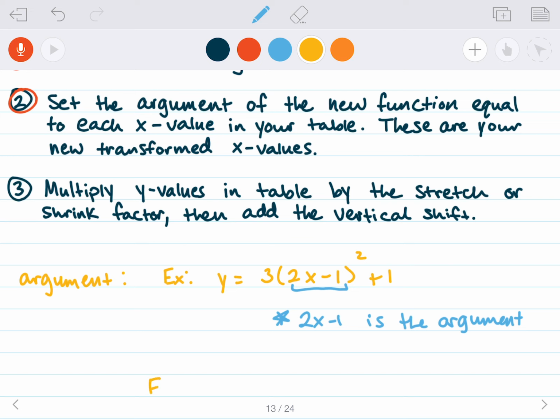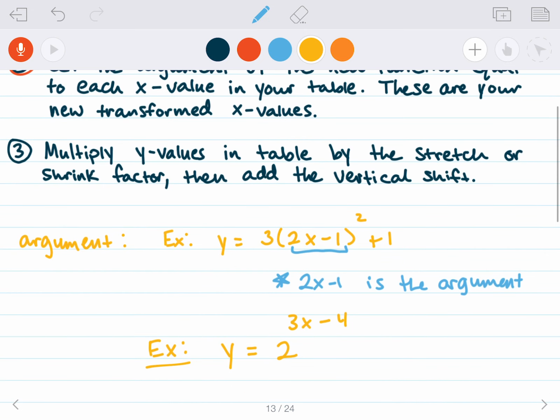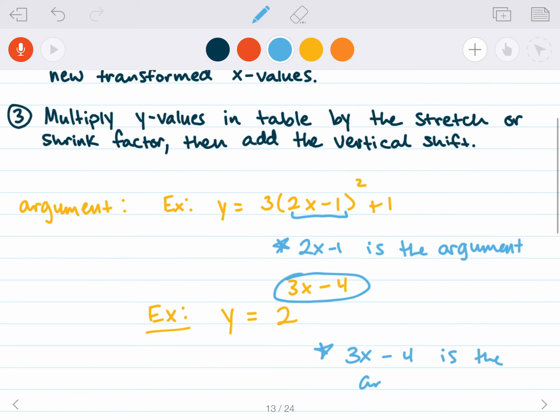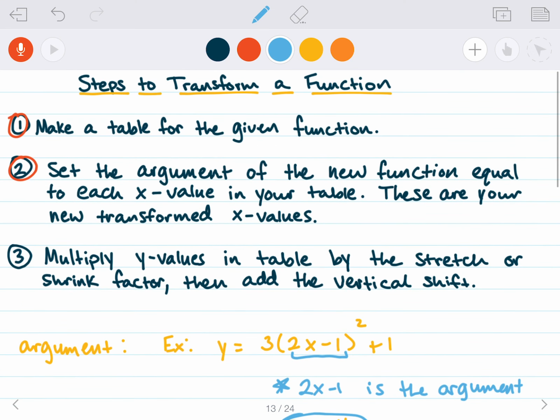Let's look at another example. What if I have an exponential function? How about 2 to the 3x minus 4? What's the argument here? Well, the original parent function is 2 to the x. And what would go in the x place is 3x minus 4. So that would be the argument here. So that's what I mean by argument. And we're going to do a bunch of examples with this.